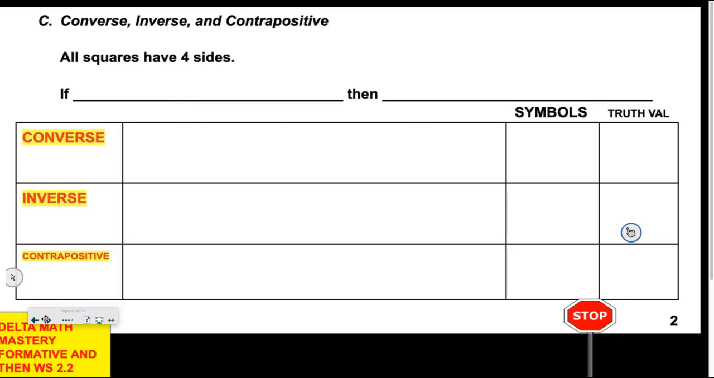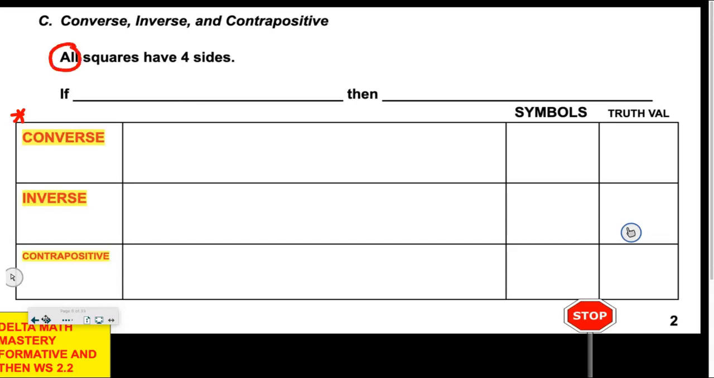So now the last part of our notes, we're going to work with what's called the converse, the inverse, and the contrapositive. And again, they're highlighted here on this table. This table would be a really good candidate for note card making. My statement, though, doesn't have the words if and then in it. So that's a little tricky because it says all squares have 4 sides.